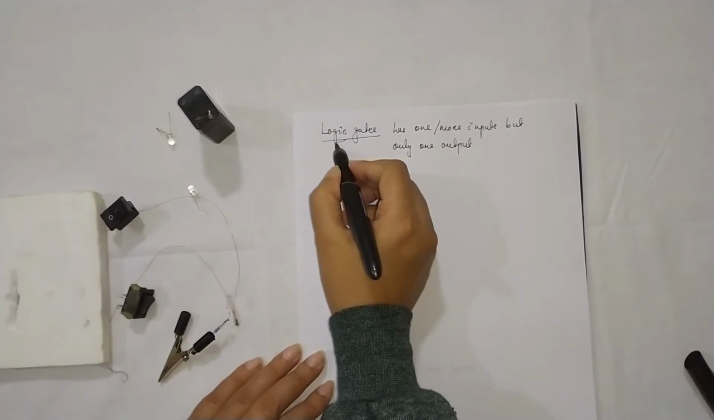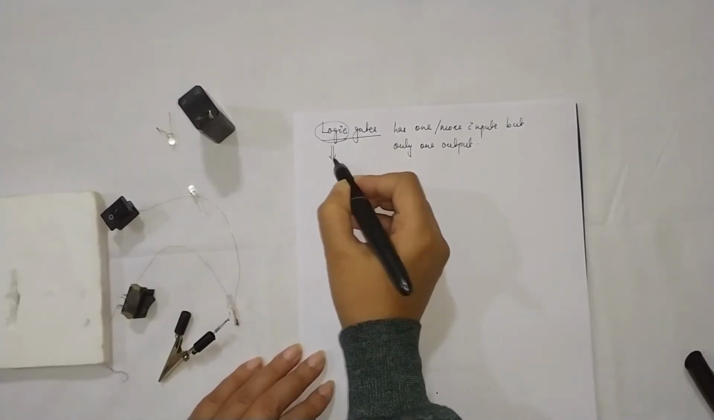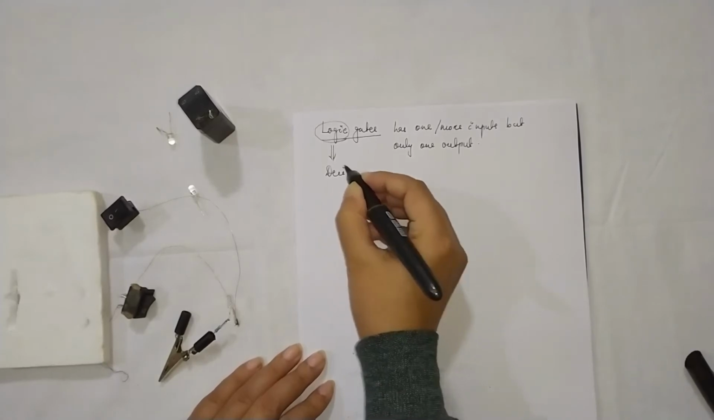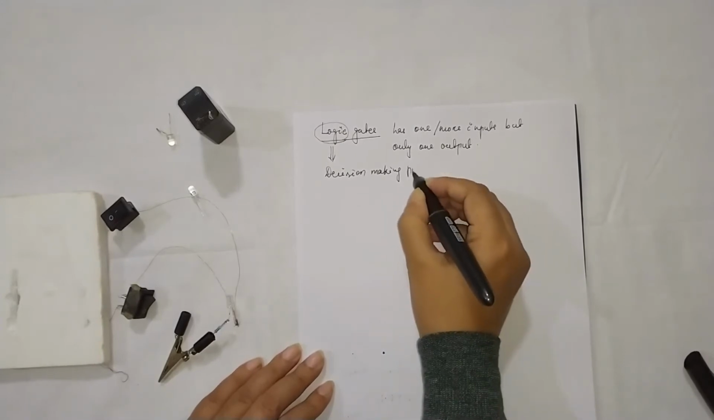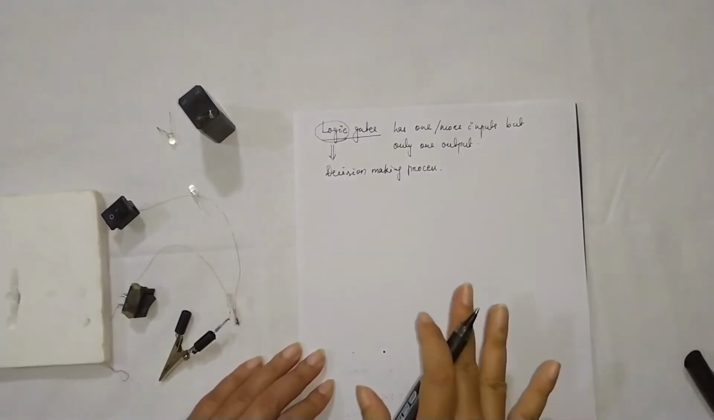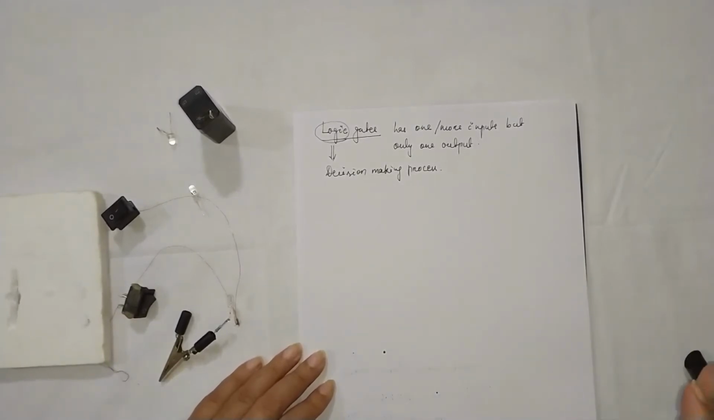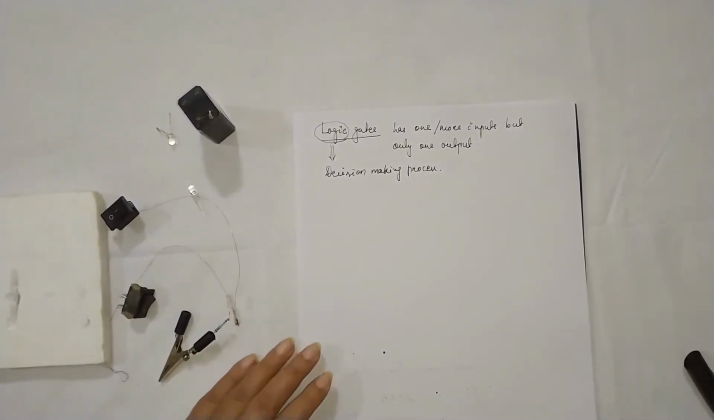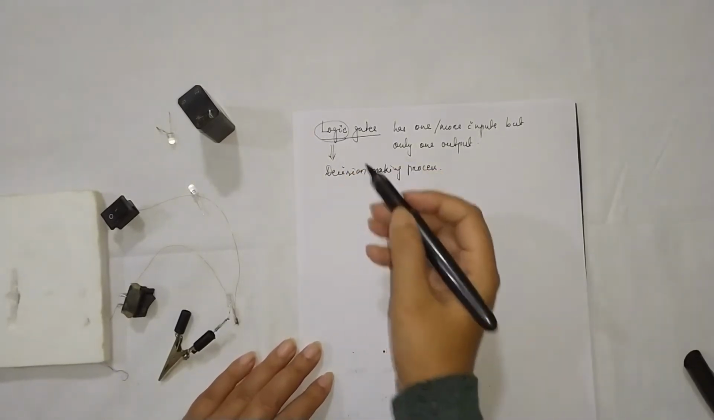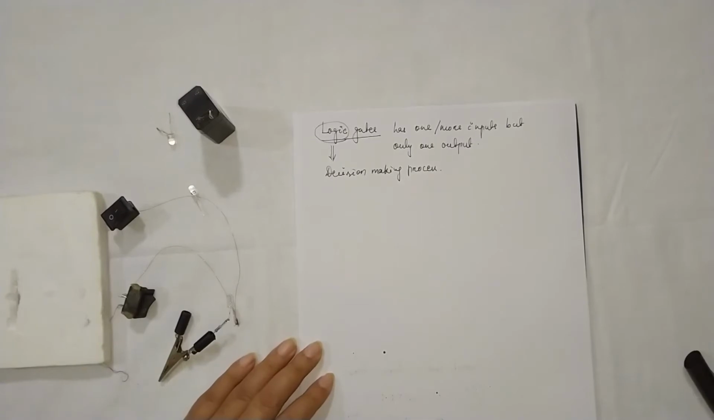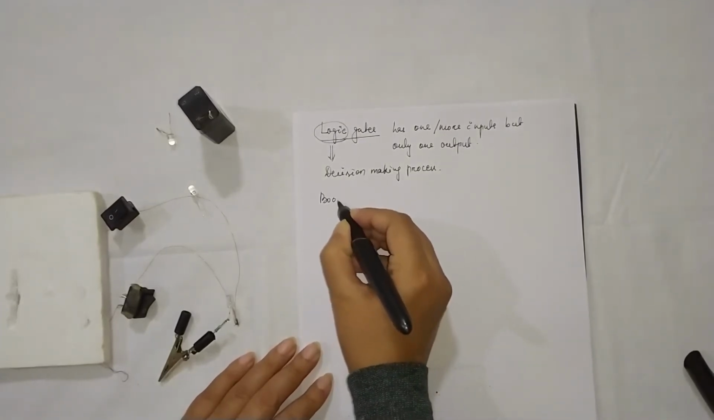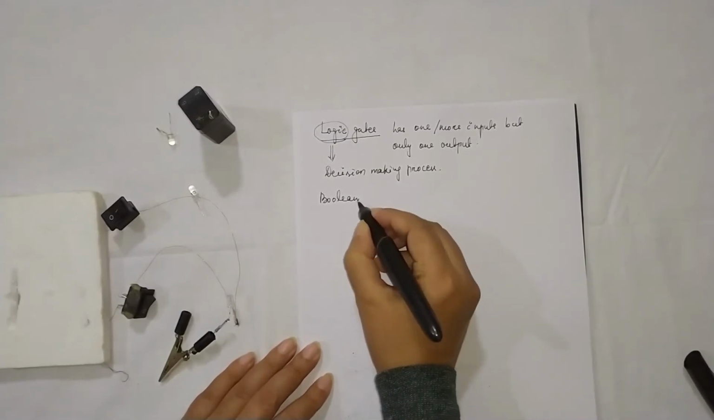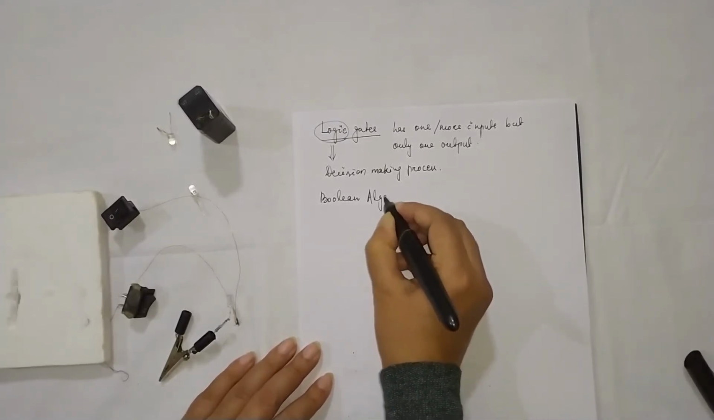Whenever we are talking about logic gates, the word logic indicates a decision making process. That means if some condition is satisfied, then only there will be output, otherwise there will be no output. If you want to explain the operation of the logic gates, we need to use Boolean algebra.